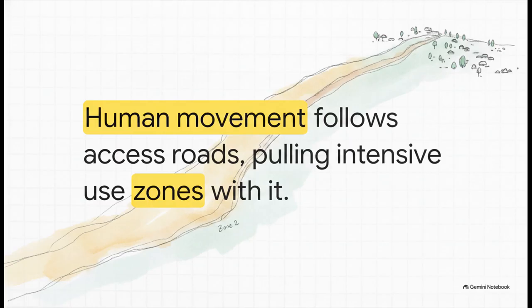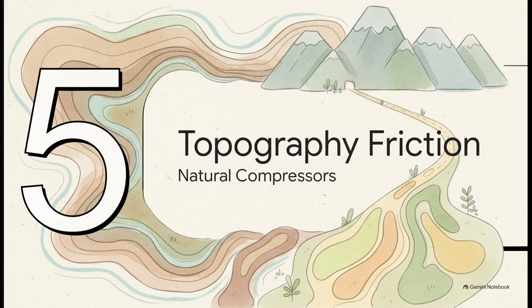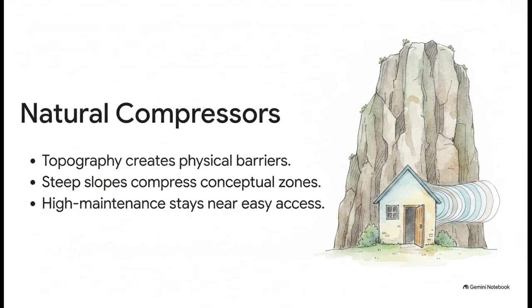All right, final section. Number 5, topography and zonal deformation. So we've seen how zones stretch along roads and contours, but let's analyze what happens when the landscape decides to fight back. Just visualize a steep, rugged cliff right out the back door.